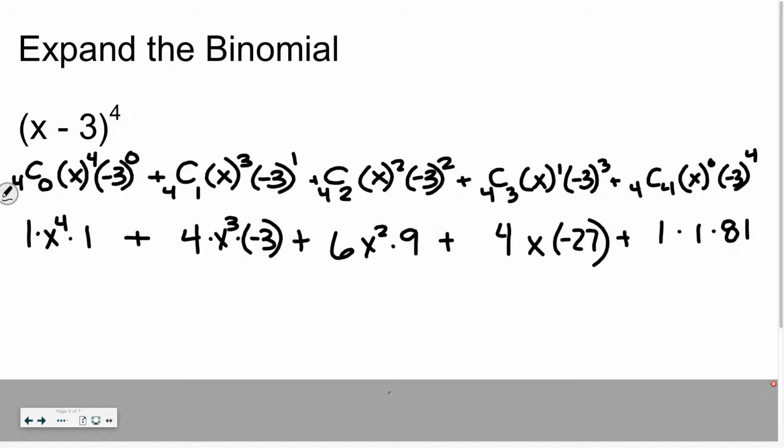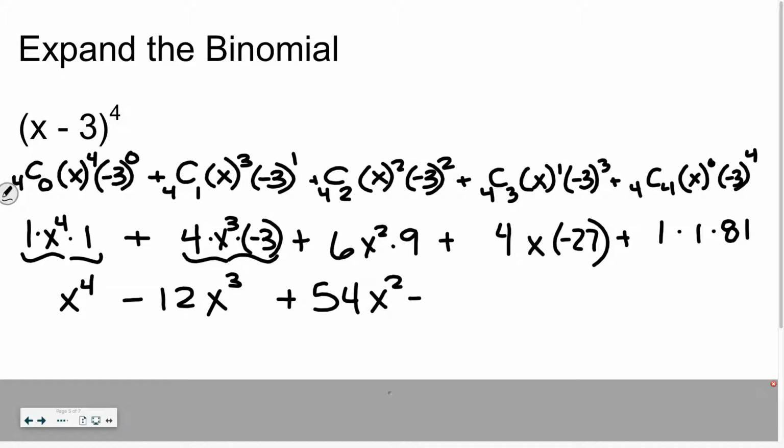I would guess more of you are probably working off of those coefficients right at the beginning. That's how I teach it in algebra 2. And then the last thing you have to do is clean it all up, right? Do all the multiplications. So 1 times x to the 4th times 1 is just x to the 4th. This one is going to be 4 times x cubed times negative 3, so that's going to be minus 12x cubed. What do we get? Plus 54x squared minus 108x and plus 81.